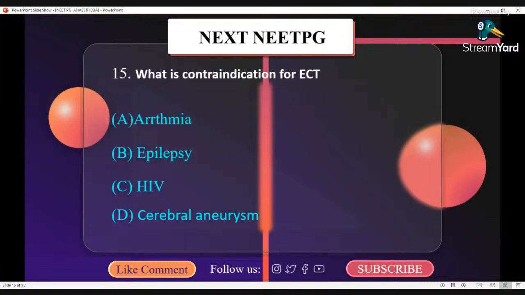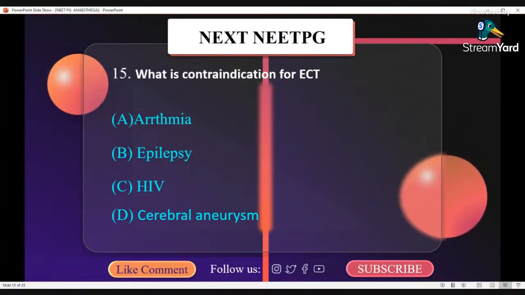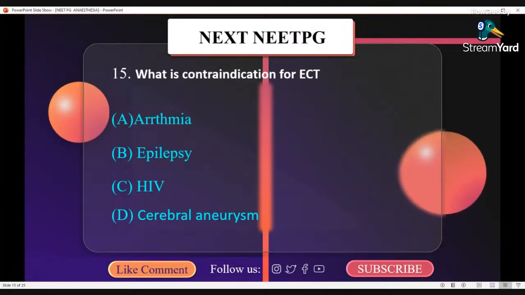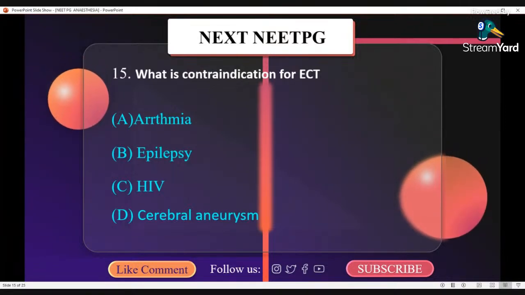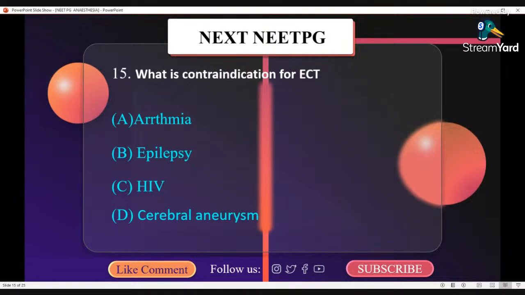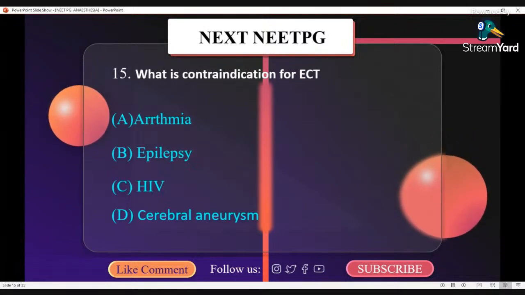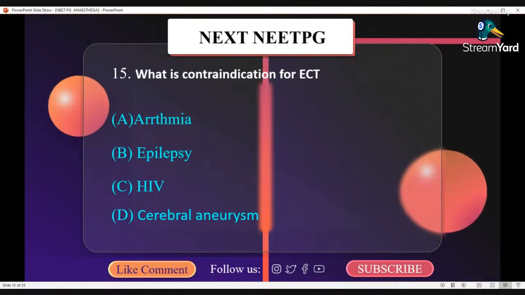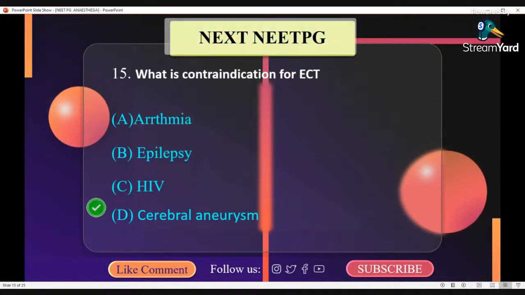pressure. Therefore, the use of ECT is prohibited whenever there is a brain tumor, a known space occupying lesion, or an intracranial aneurysm. Relative contraindications are recent myocardial infarction, severe hypertension, severe pulmonary disease, retinal detachment, and pheochromocytoma. So the correct option here is D, cerebral aneurysm.